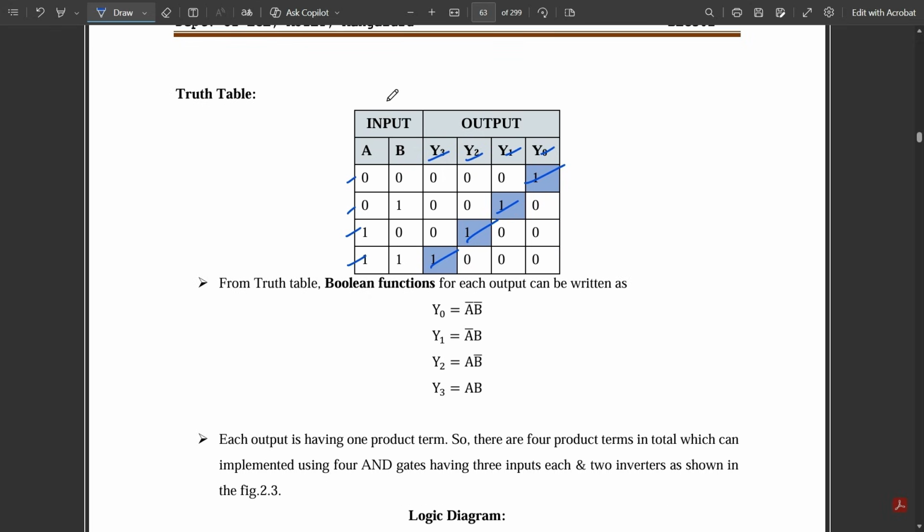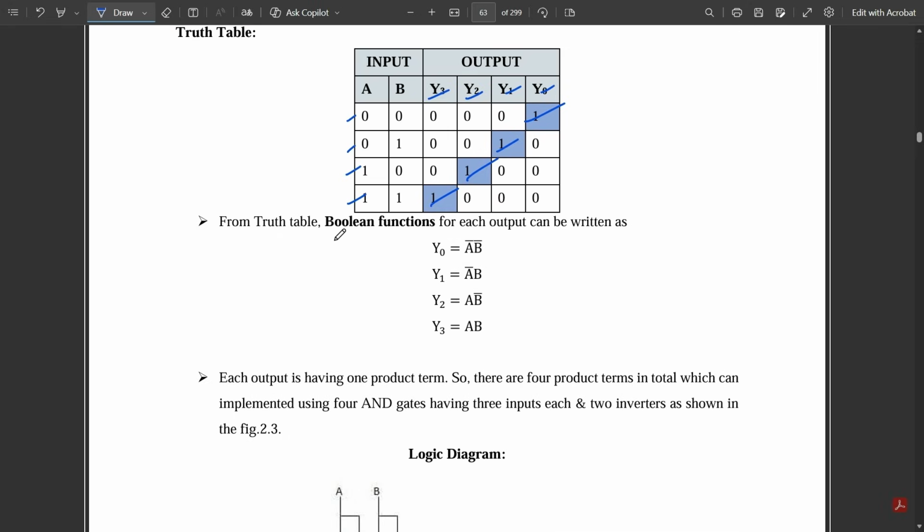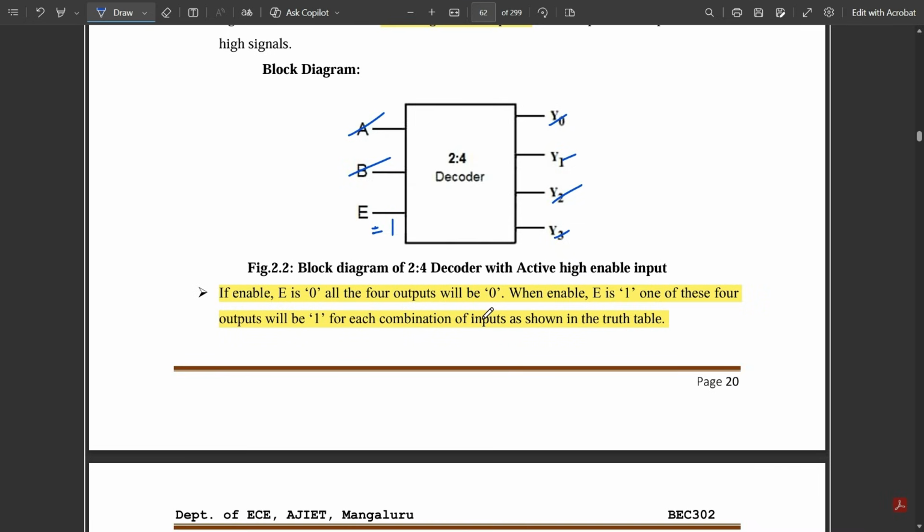Okay, and with respect to this truth table, we can design the Boolean functions for all the output variables y0, y1, y2, y3. You see here, y0 is equal to a bar b bar. Why? Because y0 is high for the combination 0 0, right? And we know that 0 0 can be represented as a bar b bar. Okay, y1 is equal to a bar b, y2 is equal to a b bar, y3 is equal to a b. Like this, you can write the Boolean functions for a 2 to 4 decoder.